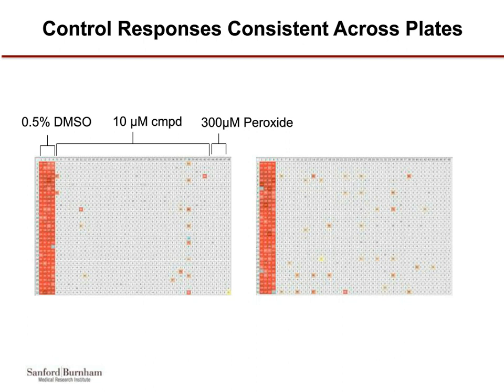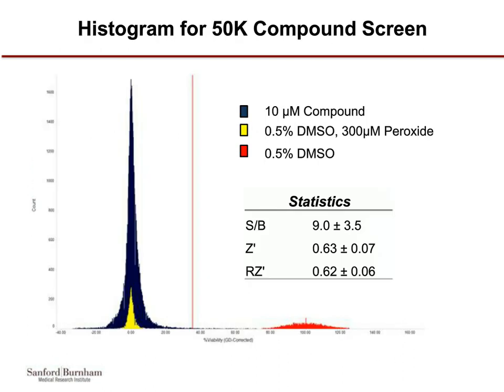We had a very nice histogram for this 50,000 compound screen. As shown in this slide, the blue are the test compounds that have a histogram that straddles the negative control in yellow, which is just the cells exposed to DMSO and 300 micromolar peroxide. So that's the low viability readout. And then in red, we have the high viability or positive control, which are cells exposed to the 0.5% DMSO. And our red line there is our cutoff.